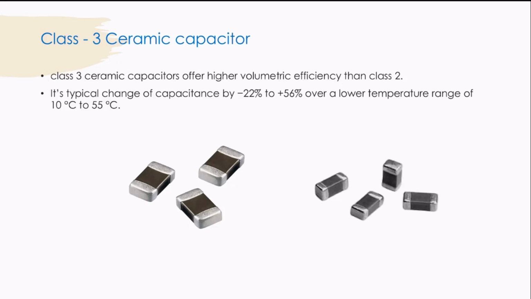Next is class 3 ceramic capacitors. The class 3 ceramic capacitors offer higher volumetric efficiency than the class 2 ceramic capacitors, and its typical change of capacitance is minus 22% to plus 56% over a lower temperature range of 10 degrees centigrade to 55 degrees centigrade.